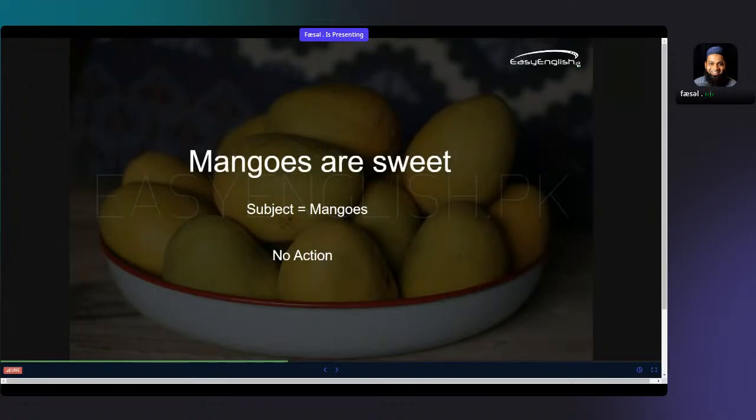Mangoes are sweet. Look at this one. Mangoes are sweet. So what am I talking about? Mangoes. This is the subject. And there's no action here either. You can see, I'm just telling you about the state of mangoes, what mangoes are, what they're like. They're sweet.